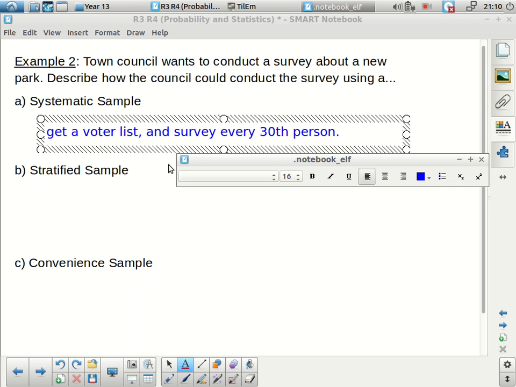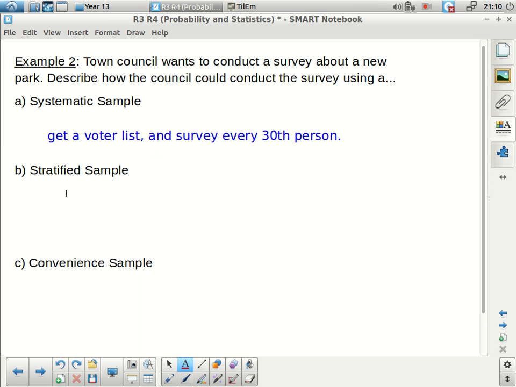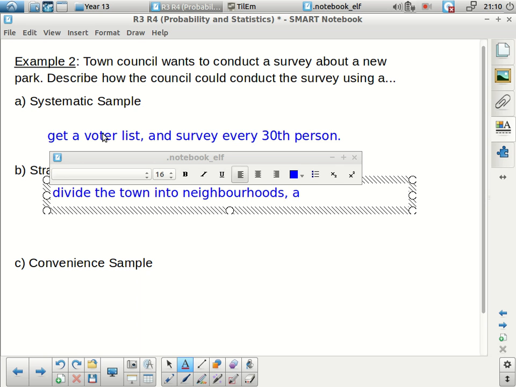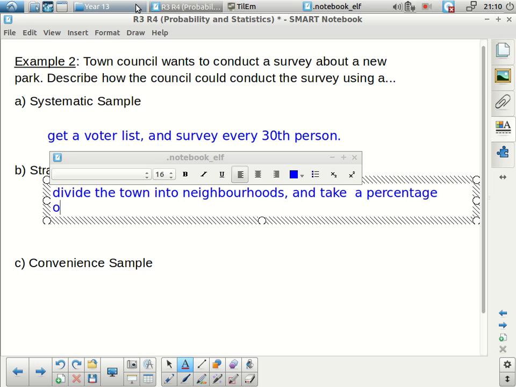Okay. For a stratified sample, okay, that's when we divide into groups. So let me, I don't know what groups we'd use. Let's say we'd use neighborhoods. So divide the town into neighborhoods. Okay, those are our groups. And take a percentage of each.